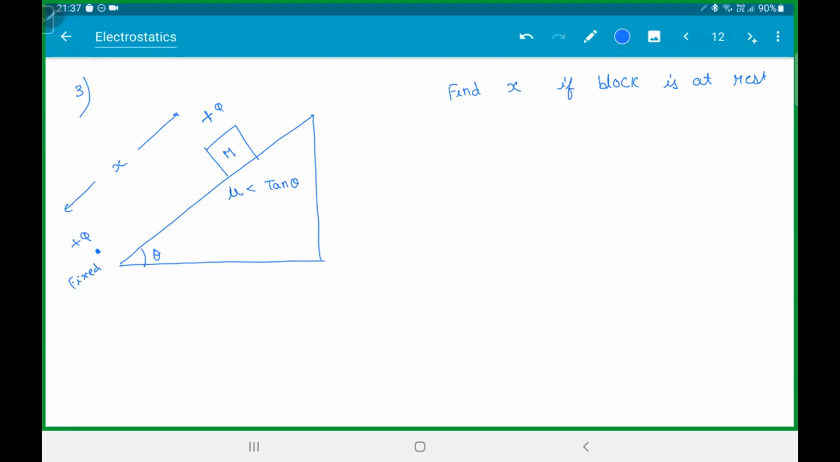How do you do this? What is the catch? Sir, under root k q square upon mu g cos theta minus mg sin. Nah. How many answers are there? Anyone?